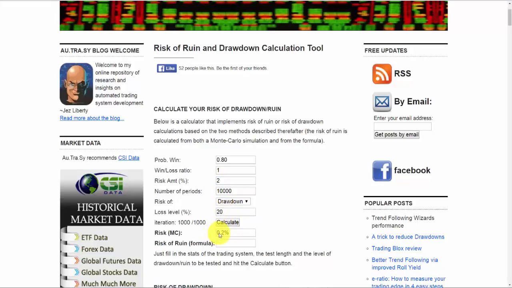You want to be down here in the 0 to 0.5% range where, if I'm risking 2%, I've got a 1 to 1 reward risk ratio and an 80% win rate, I'm probably not going to hit my 20% drawdown. It's very, very, very unlikely. So that's where I want to be. I don't want to be in that situation where I know that I'm going to hit that drawdown.